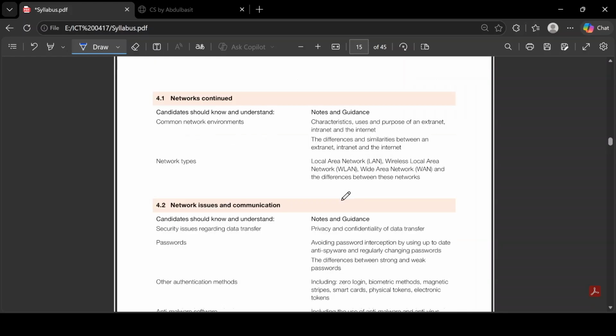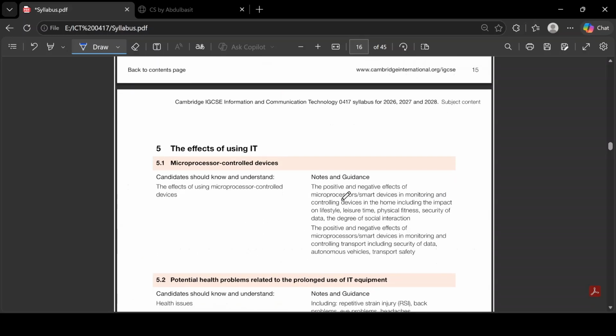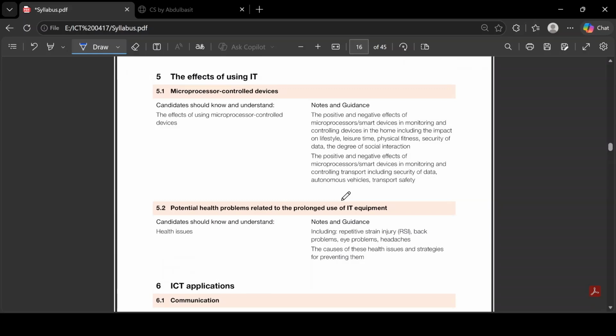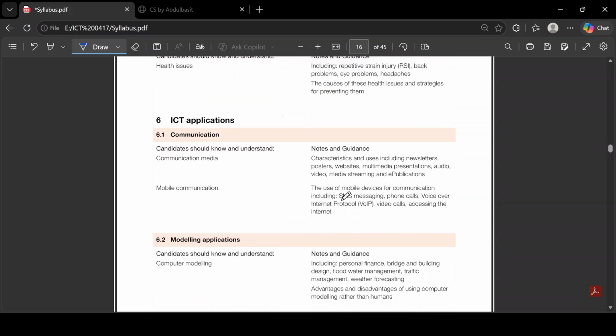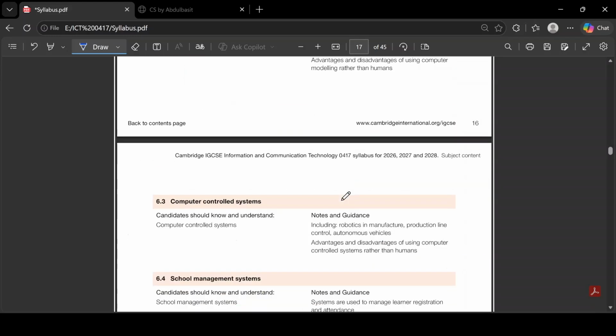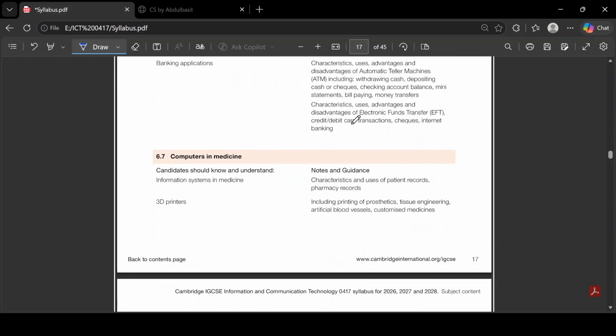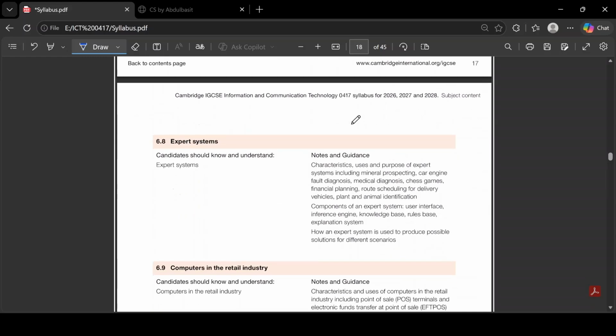For 4.2, we have network issues and communication, in which we will cover passwords, other authentication methods, anti-malware software, and electronic conferencing. For chapter 5, we have effects of using IT, in which we will cover microprocessor-controlled devices and potential health problems related to prolonged use of IT equipment. Then chapter 6 is a long chapter, in which we are going to cover ICT applications for particular fields, like communication, modeling, control systems, school management systems, booking systems, banking applications, computers in medicine, expert systems, and computers in the retail industry.